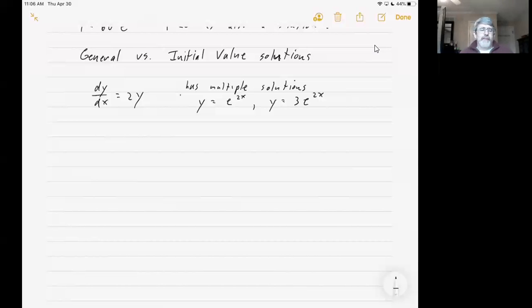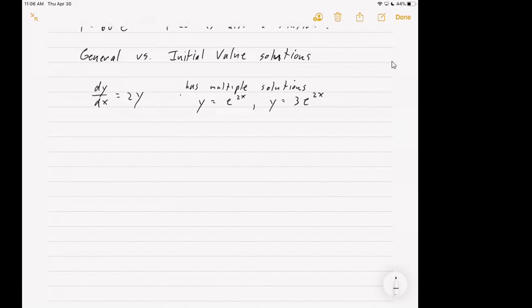Okay, so we just want to clean up a few details from the last video and introduce the idea of initial value solutions. All right, so in the last video, we had seen the following, that when we looked at dy/dx equals 2y, we saw that that is a differential equation, and it had two true solutions that we looked at: y equals e to the 2x and y equals 3 times e to the 2x. They were both solutions. Well, you might have figured out, okay, there might be other solutions as well.